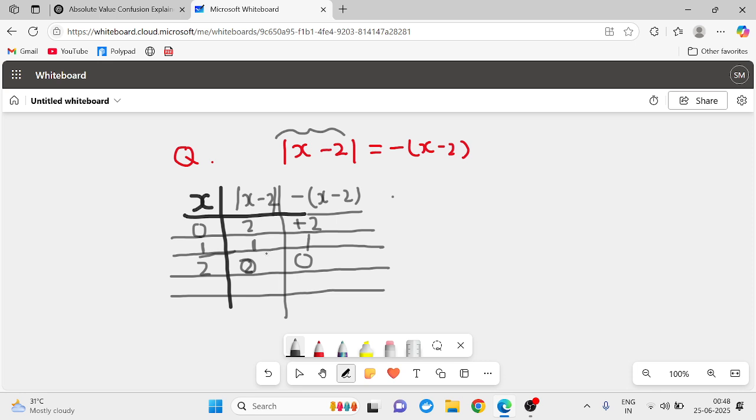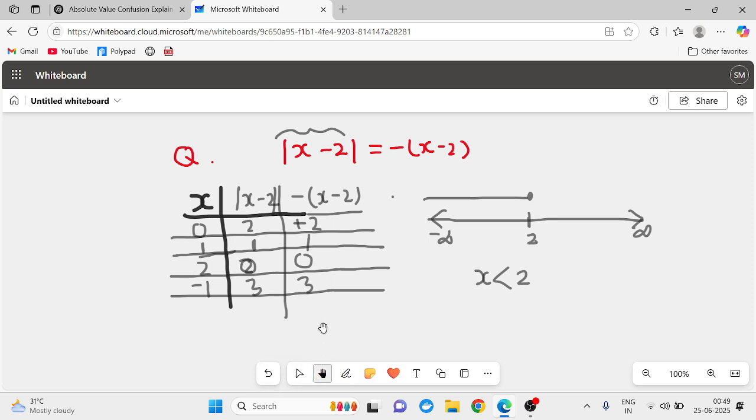So what happens here? If I take here any value which is lesser than 2, say minus 1, is it clear? So what comes to your mind that for all the values which are lesser than 2 will satisfy this equation. So it's possible. Similarly, for plus also we can do it.